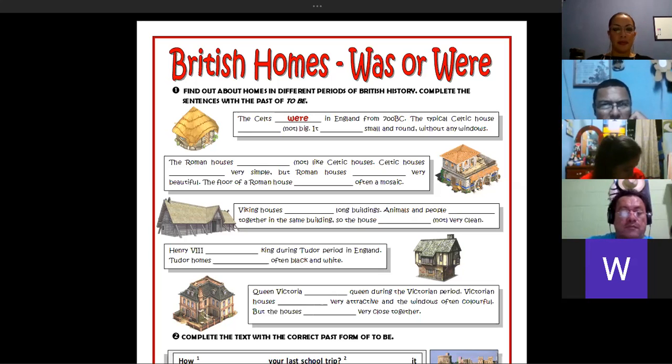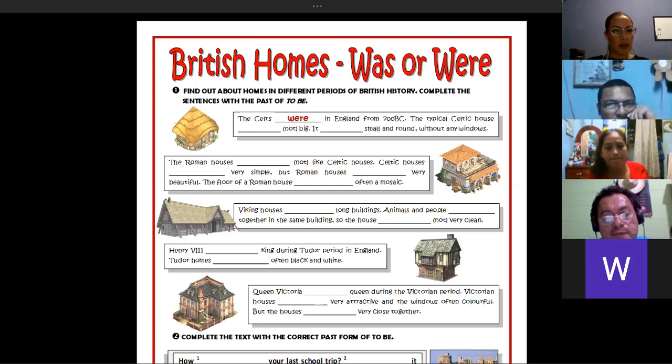Next one, William. The Roman houses weren't like Celtic houses. The Roman houses weren't. Because weren't, it's plural and it's negative. Roman houses weren't like Celtic houses, which were very simple, but the Roman houses were very beautiful. The floor of a Roman house was often a mosaic. Okay, excellent. Yes. Next, houses, volunteers?